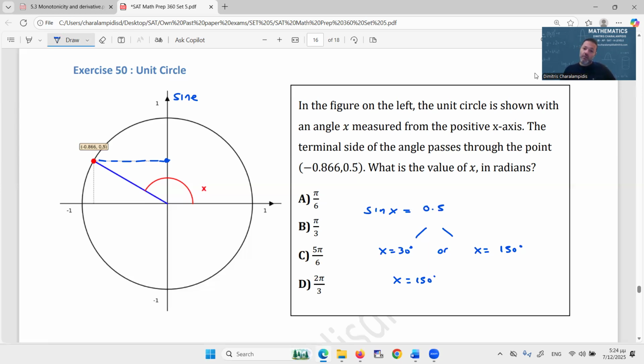We know that 180 degrees is equal to pi radians, so 150 would have been how many radians? So let's do this proportion. 180 times x is 150 times pi, so x is 150 pi over 180. We can divide both by 30. It would have been 5 pi over 6, which means that the right answer here would have been C.